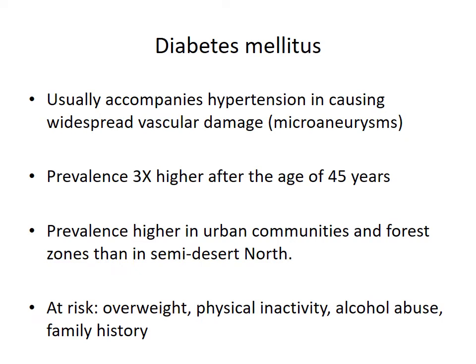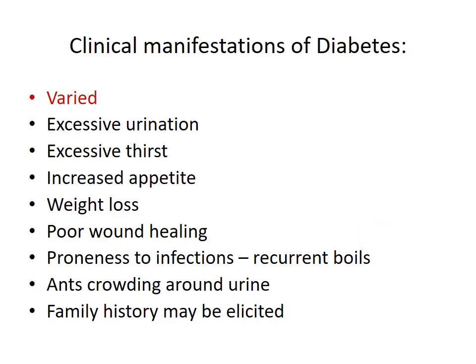Prevalence is 3 times higher after the age of 45. Again, age is important. Prevalence of diabetes is high in urban communities and forest zones than in semi-desert north. There are studies from Nigeria. And the risk factors for diabetes include being overweight, physical inactivity, alcohol abuse, and positive family history. You can see a kind of thread resonating through all these diseases: hypertension, diabetes. They all seem to be caused by the same conditions.